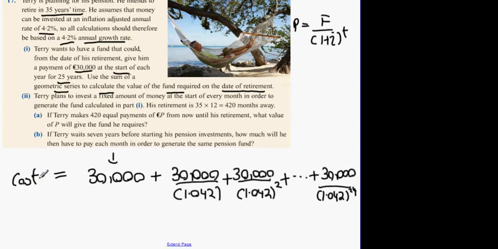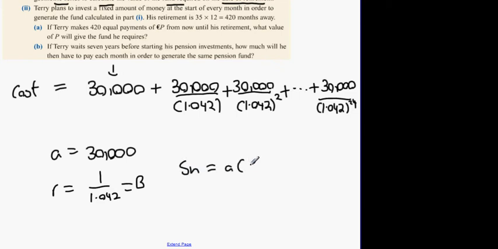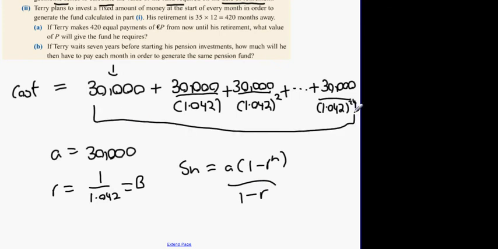So what we have here is a geometric sequence. Our A value is 30,000. Our R value is going to be 1 divided by 1.042. We'll let that equal B. So Sn equals A times (1 minus R to the power of n) all over 1 minus R. Now, how many payments did we make in total? Well, it's over 25 years, so it's going to be 25 payments.